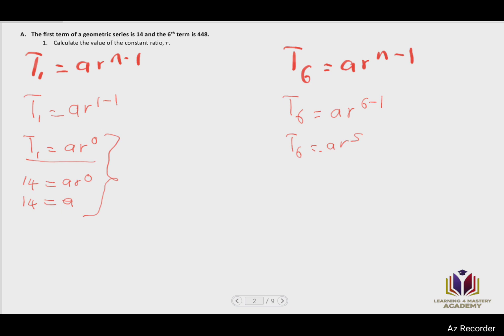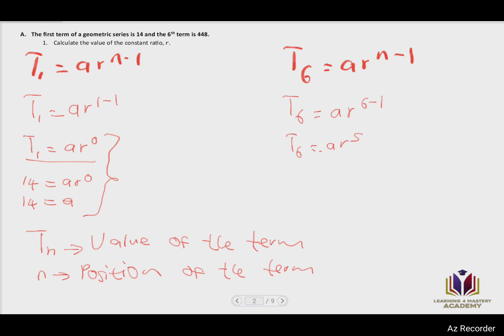Now, very important. Actually, before I proceed, maybe let's quickly clarify the difference between Tn and n. Tn is the value of the term. The n is the position of the term. Okay, I hope that is clear. So now we have A equals 14.